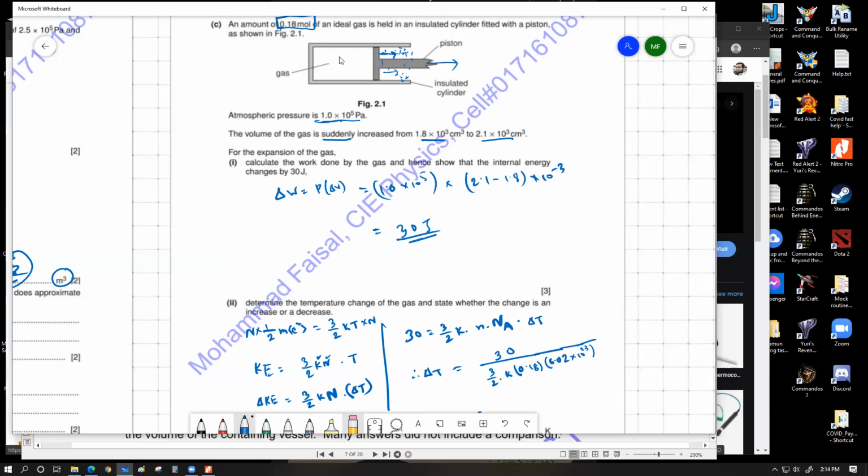We can assume that, but should we assume that? For all I care, the piston could be held in place, but the question says that an amount of 0.18 mole of an ideal gas is held in an insulated cylinder fitted with a piston as shown in figure 2.1. It doesn't say in equilibrium, it says it is held. So this wording can actually mean that the piston was held by some physical force. So there might be some inward force, there might be some outward force. I don't know.